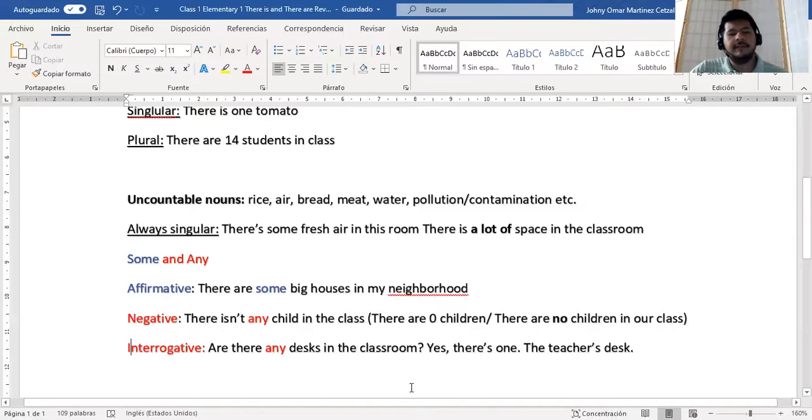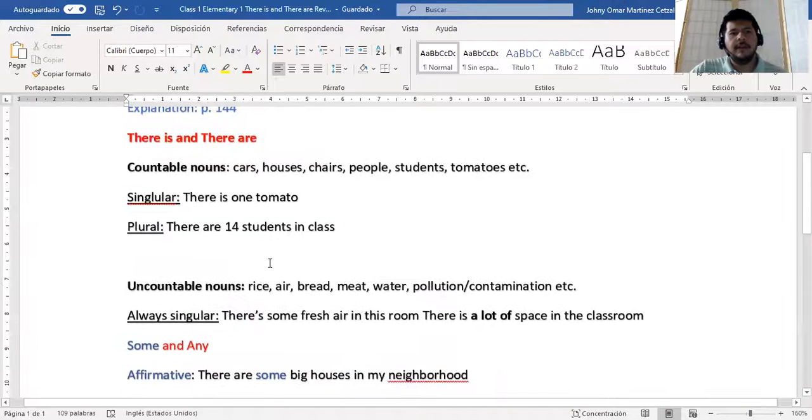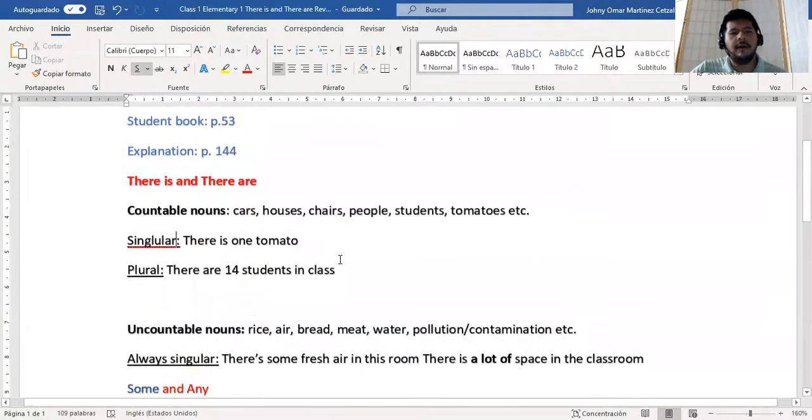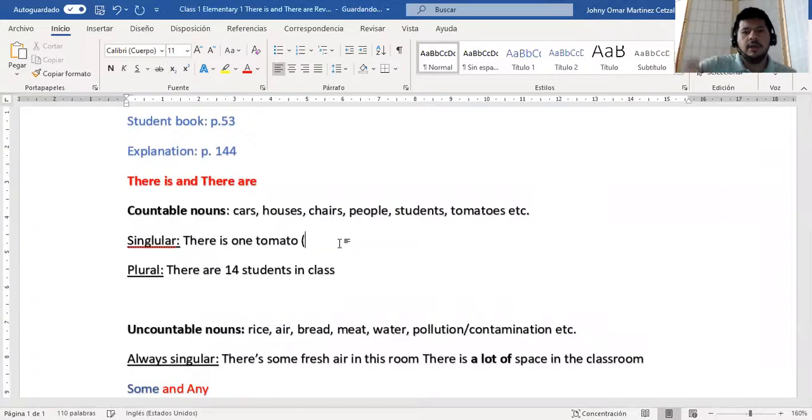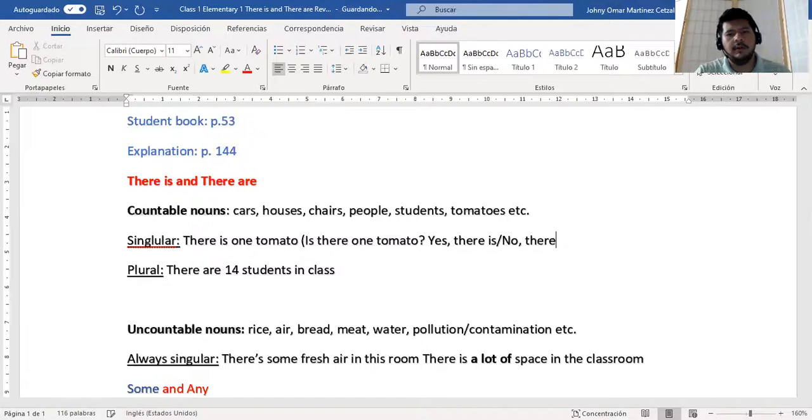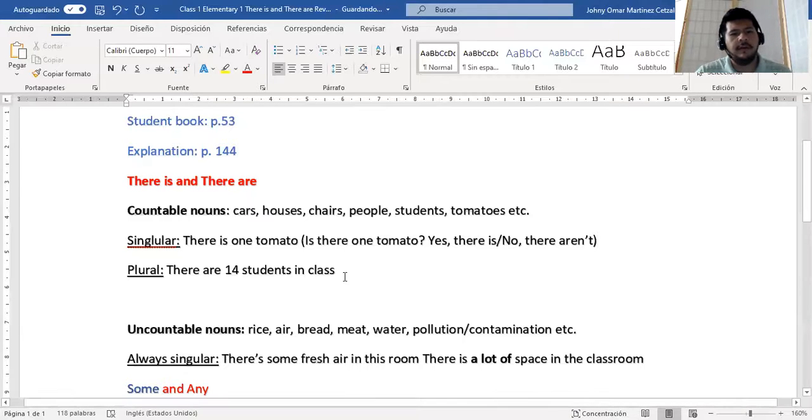Finally, interrogative. Are there any desks in the classroom? In the case of there is and there are, when it becomes a question, you have to make an inversion. Is there one tomato? The answer is yes, there is. No, there aren't. Okay. So what is the question for this? Tell me, what's the question?